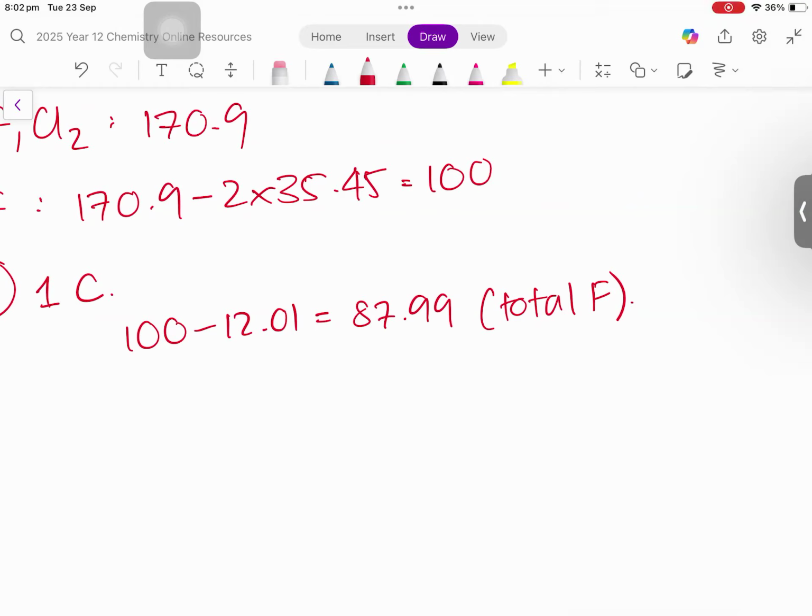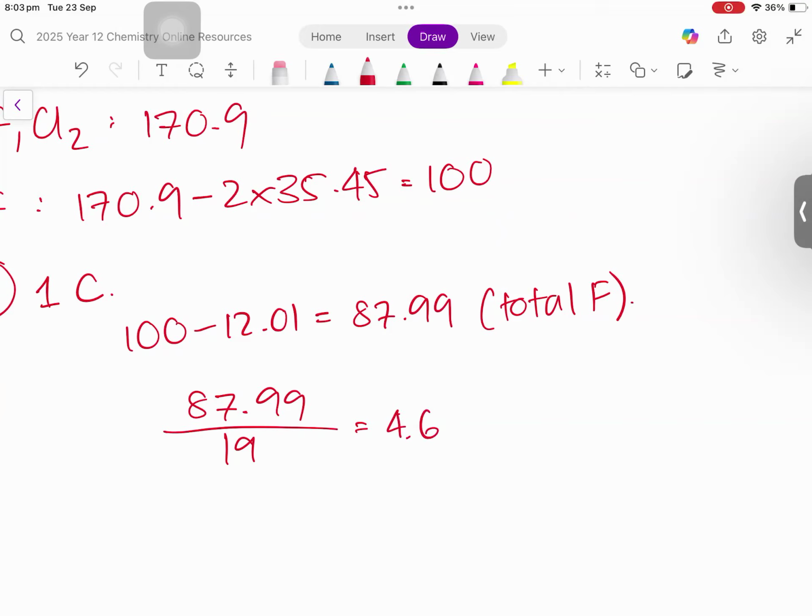What's the mass of a single fluorine from your periodic table? 19. 87.99 is all of the fluorines added up. So think about this: if there was two fluorines, you'd do 19 times 2, and if there was three fluorines, you'd do 19 times 3. So if I want to figure out the number of fluorines, I'll do the total divided by 19. Let me do 87.99 divided by 19. How many fluorines does that give you? 4.6.